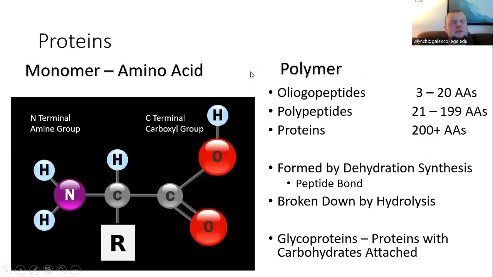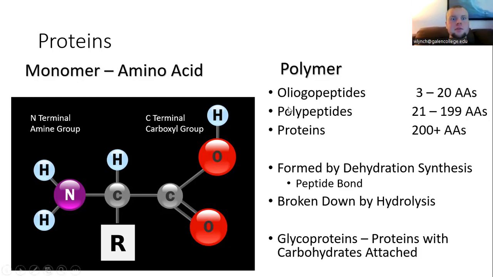Proteins are made up of monomers, and those monomers are our traditional amino acids. We have an amino group on one side. Again, remember that acts as a base. We have a carboxyl group on the other, acts as an acid. This is going to form a non-polar stable compound. The R group is what changes. The R group is the functional group. To determine the amino acid that we have, we are going to be able to use the R group.